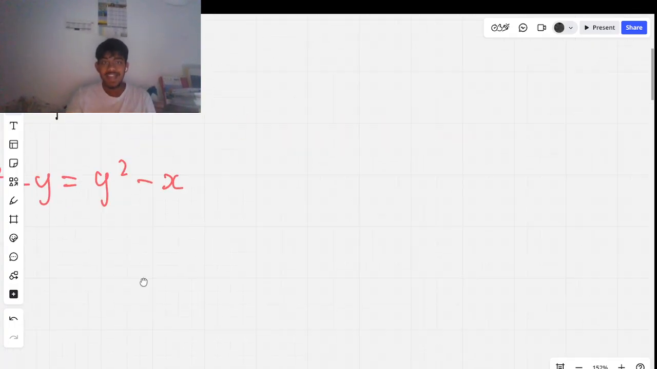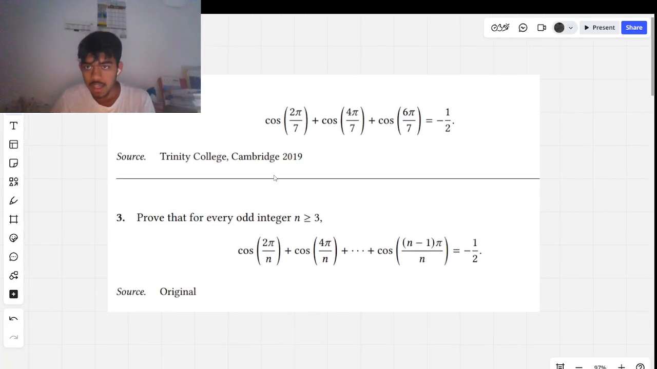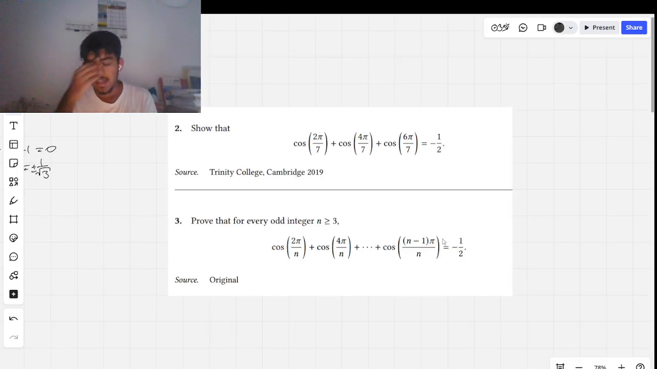So now, my next two questions, I'm going to do them together. Show that cos 2 pi over 7 plus cos 4 pi over 7 plus cos 6 pi over 7 is equal to minus a half, and prove that for every odd integer, this statement here holds.